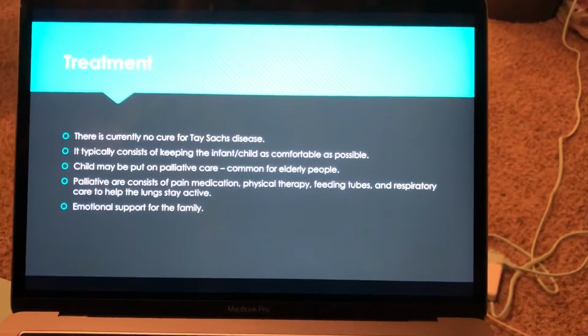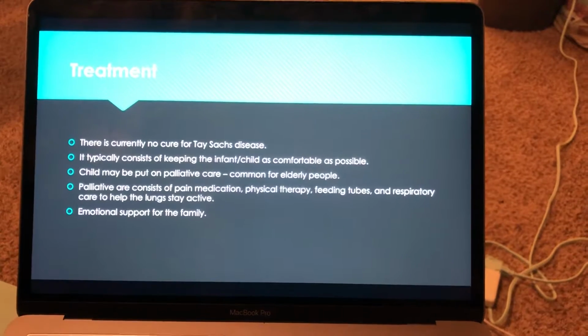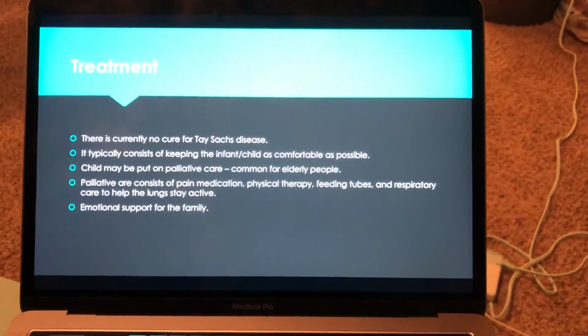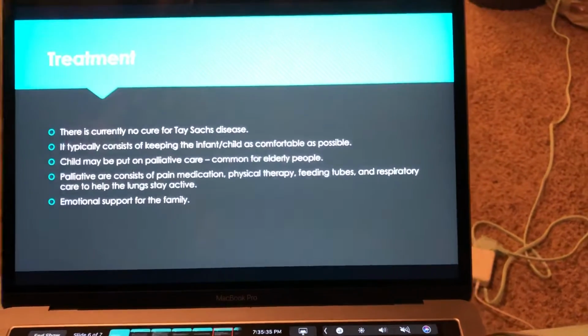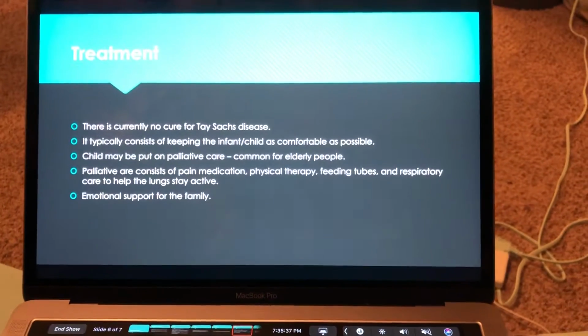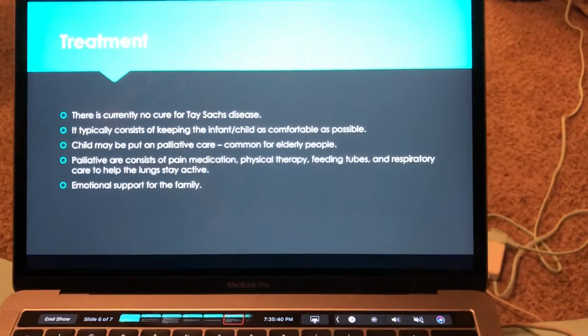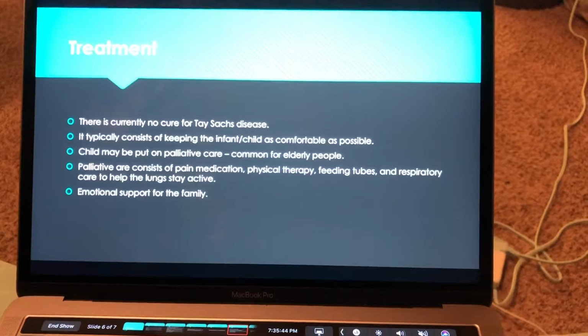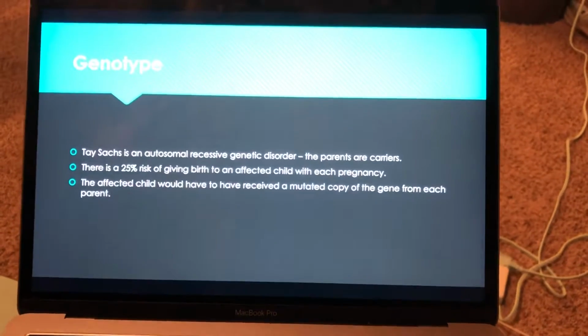Treatment. There is currently no cure for Tay-Sachs disease. It typically consists of keeping the infant or child as comfortable as possible. The child may be put on palliative care, which is most common for elderly people. Palliative care consists of pain meds, physical therapy, feeding tubes, and respiratory care to help keep the lungs active, and also emotional support for the family.